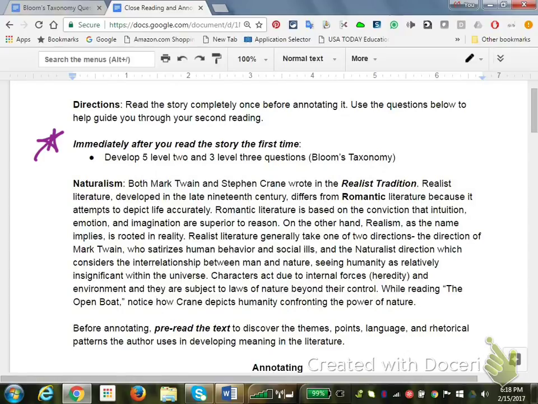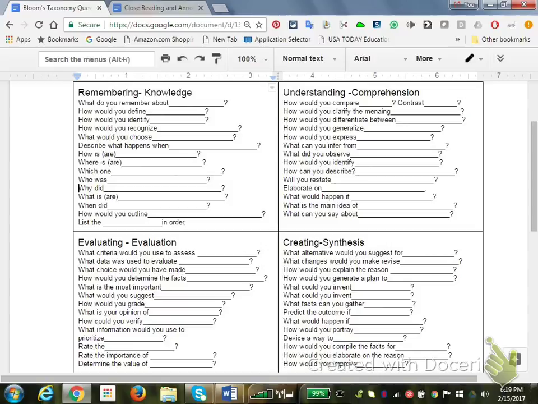A lot of you don't know what Bloom's Taxonomy is, and that's all right. Bloom is a guy who created leveled thinking questions to help us learn and develop our thought process, questioning, and comprehension whenever we consider reading and what we're doing with reading. Bloom does this in 6 different steps. The very first level is remembering, the knowledge level. The second is understanding, comprehension. The third is evaluating, and the fourth is creating, synthesis. We have 2 more beyond that.